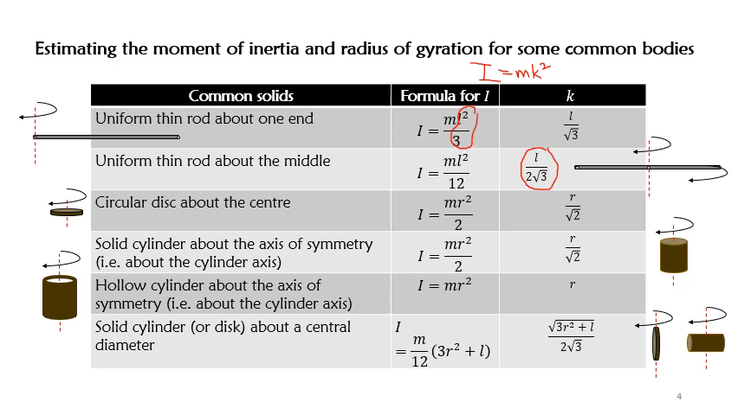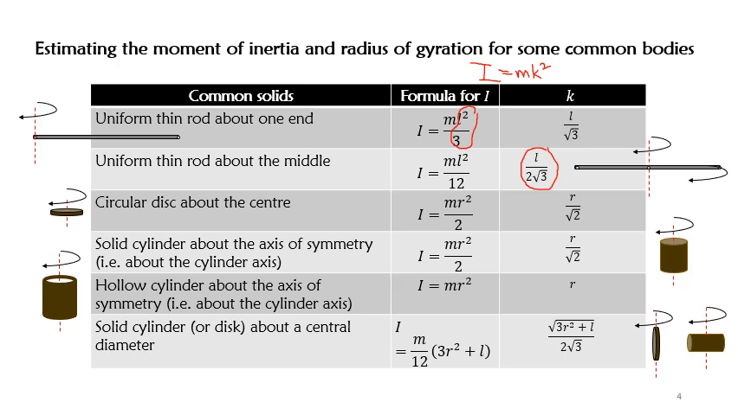Look at that explanation. It's very straightforward. Then for a solid cylinder or disc, we consider the disc or cylinder as before. For a solid cylinder or disc now, the axis of rotation is not about the center, but about the diameter. Do you get it? It's about the central diameter.